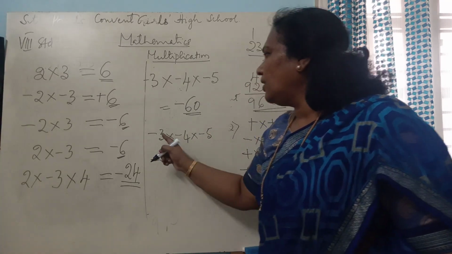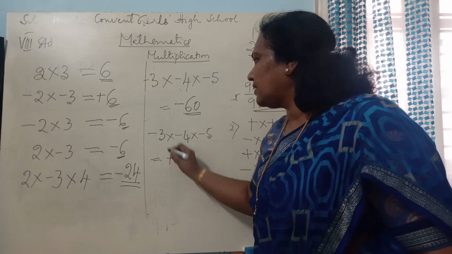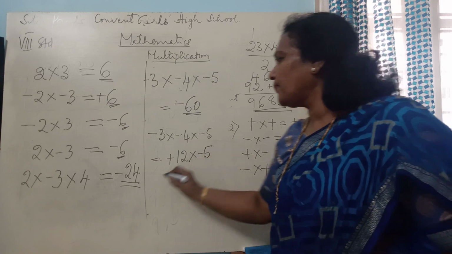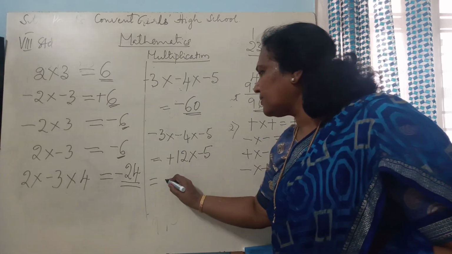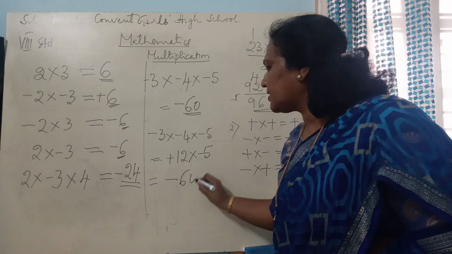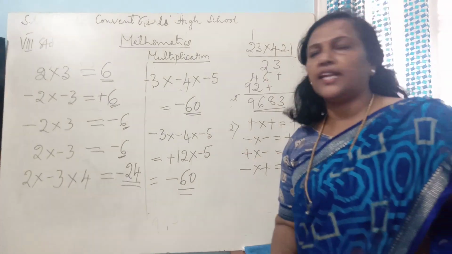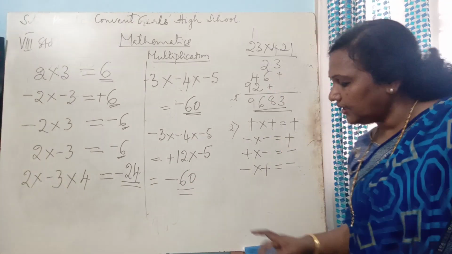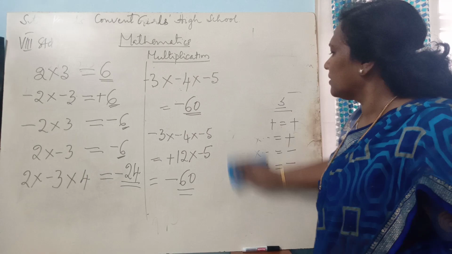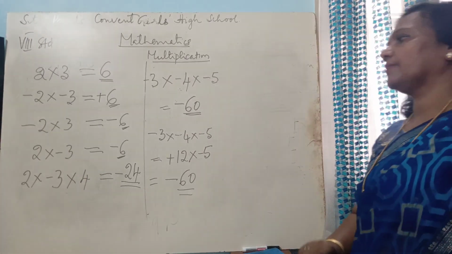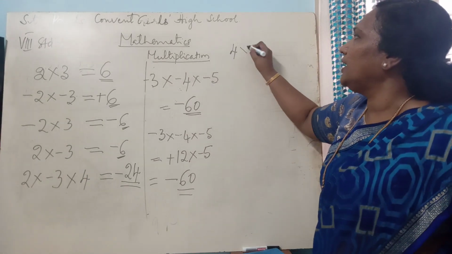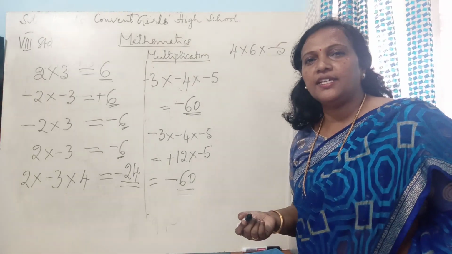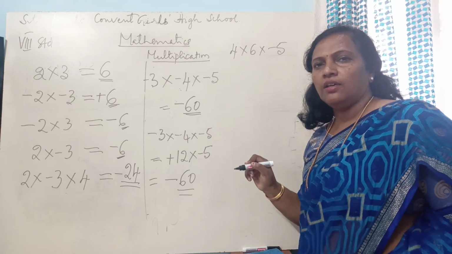This is equal to minus into minus, plus. 3 4s are 12 into, what is the third number? Minus 5. Again plus into minus, minus. 12 5s are 60. You can see here, both ways are correct. This is directly how you will do it. Here you take the first two and then multiply with the third one. See, 4 into 6 into minus 5. So which method do you find easy? Multiply all, or first two.